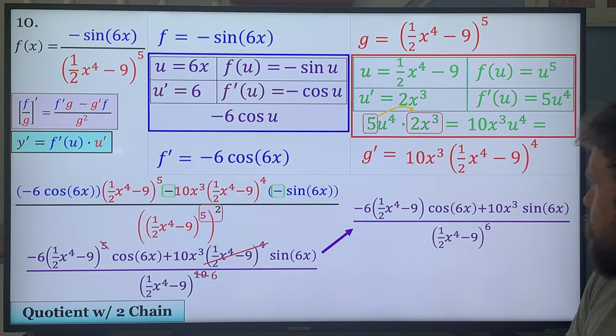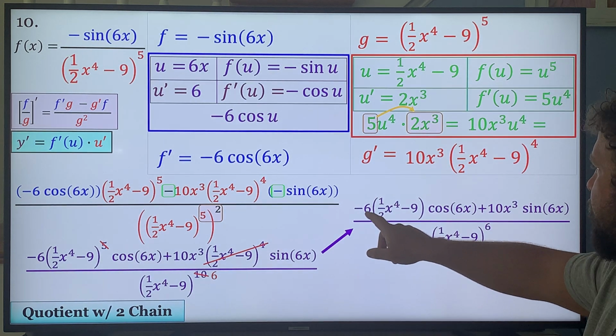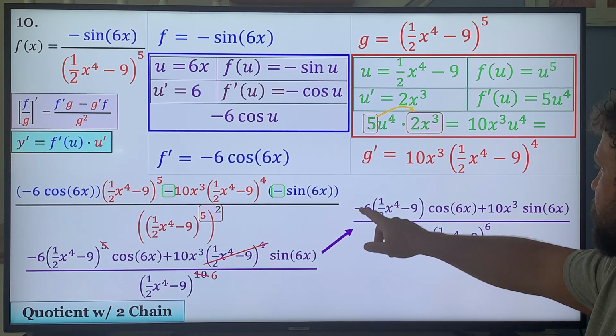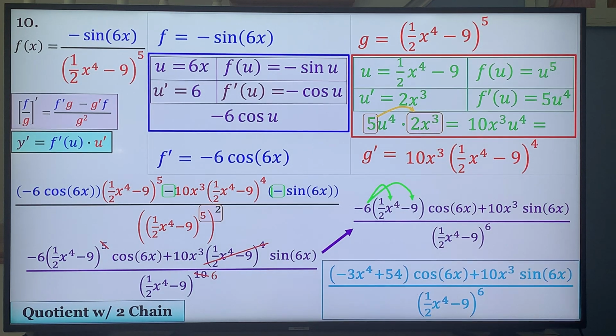All right? You can go one more step. What's the last step? Multiply negative 6 to this, distribute it. Negative 6, half of it is negative 3, and that's 54. Negative 3x to the fourth plus 54 times cosine 6x plus 10x cubed sine 6x.